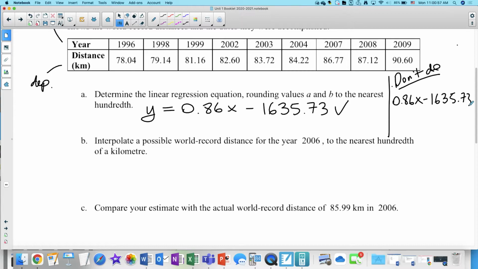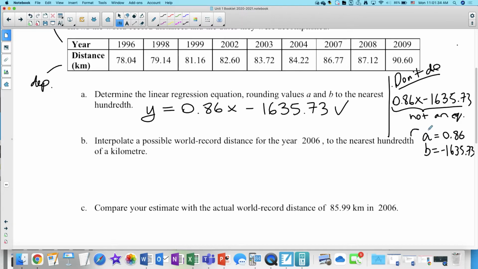I'm being ambitious here. I can't write all of that on there. Okay, here's another thing that I don't want you to do. I don't want you to write A equals 0.86, B equals negative 1,635.73. This is also not an equation. So you have to write it in the format of a standard linear equation. That's just the first step.